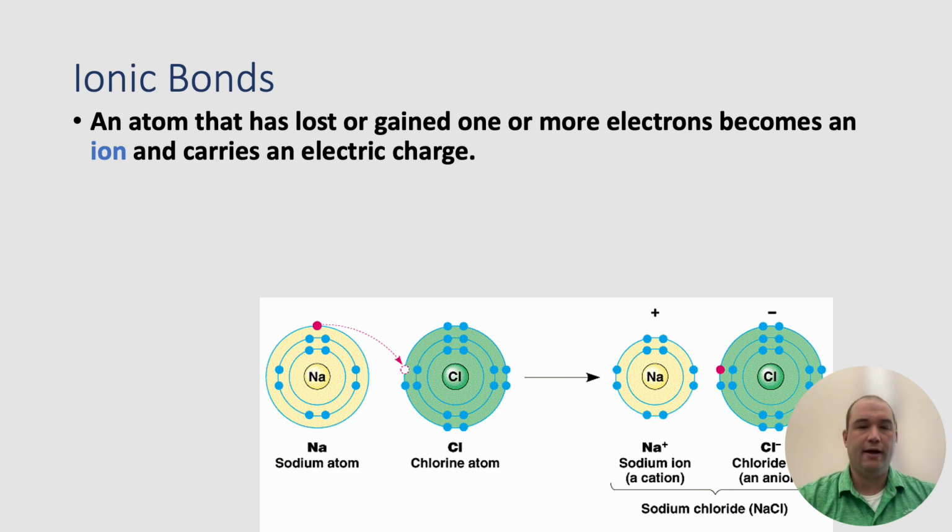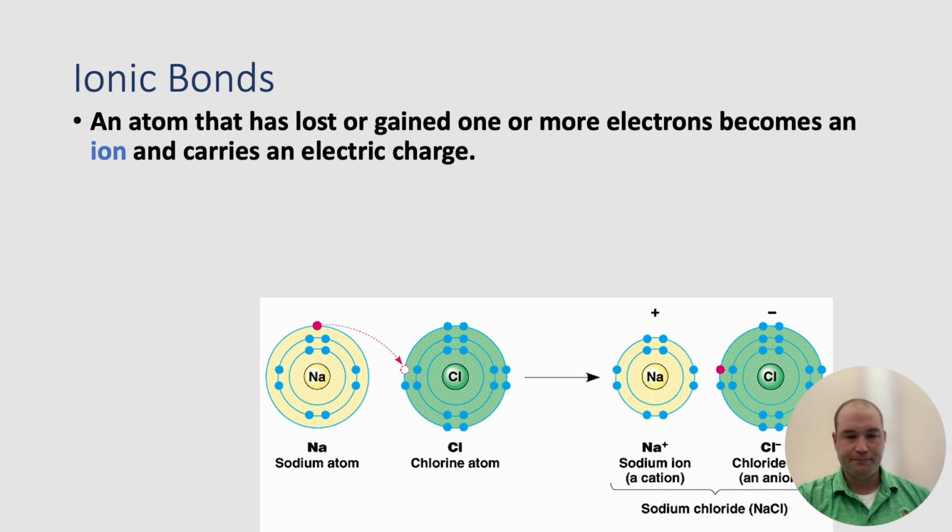Let's look a little closer at ionic bonds. And the first thing we have to know is, what is an ion? An ion is something that carries an electrical charge. So in an ionic bond, atoms are going to lose or gain one or more electrons, and when they lose or gain that electron, they become an ion.